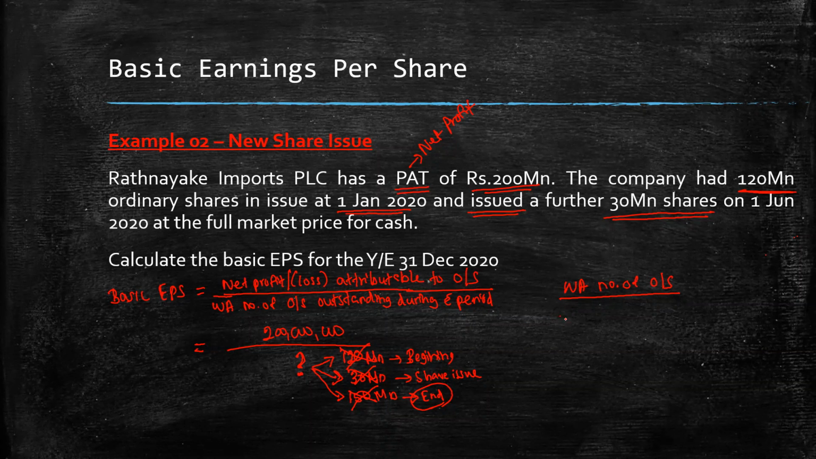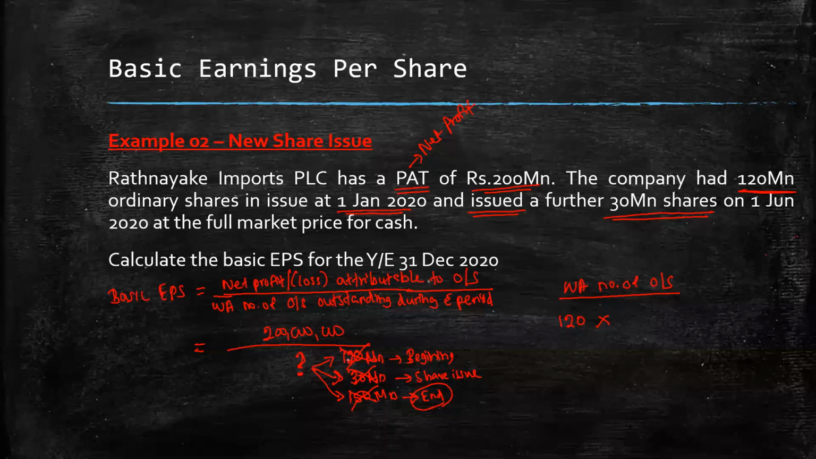This 120 million, the shares at the beginning of the year: for how many months do we have them? For how many months does this 120 million stay with us? All 12 months of the year we had this 120 million. This 120 million was there from the beginning with the company.